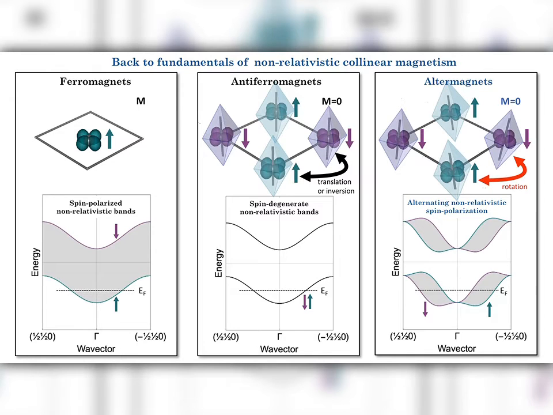Now, what is the distinction from the conventional two magnetic classes? The difference is that the states are still fully compensated in the non-relativistic limit, so there is no net magnetization. However, when we look into the band structure, there is spin splitting or spin polarization.